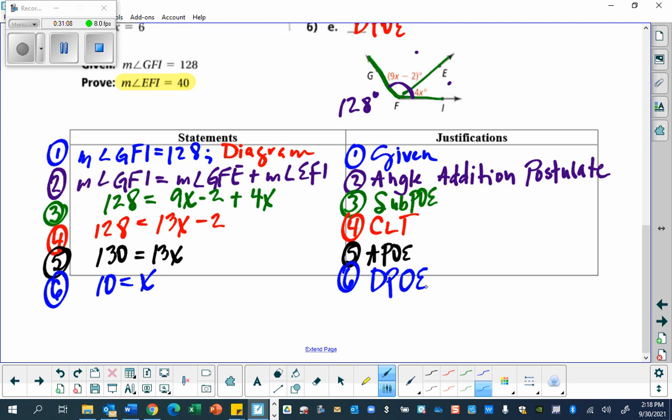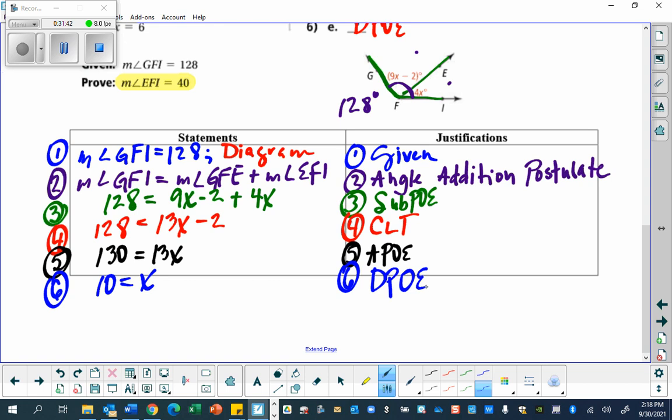All right, I hope you're following along, because now I'm down to having a value for the variable. If you are one of those people who want your x's only on this side, then you would need to use the symmetric property of equality to switch it around. But now that I have a value for my variable, how am I going to prove that the measure of angle EFI is equal to 40? What is my next step?